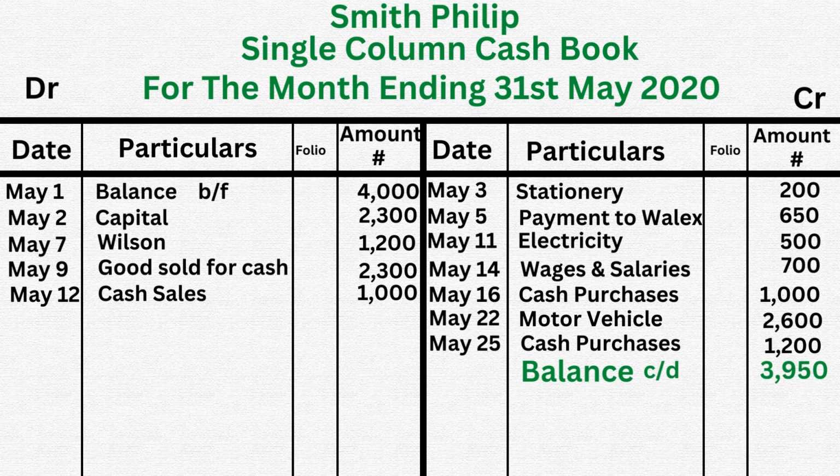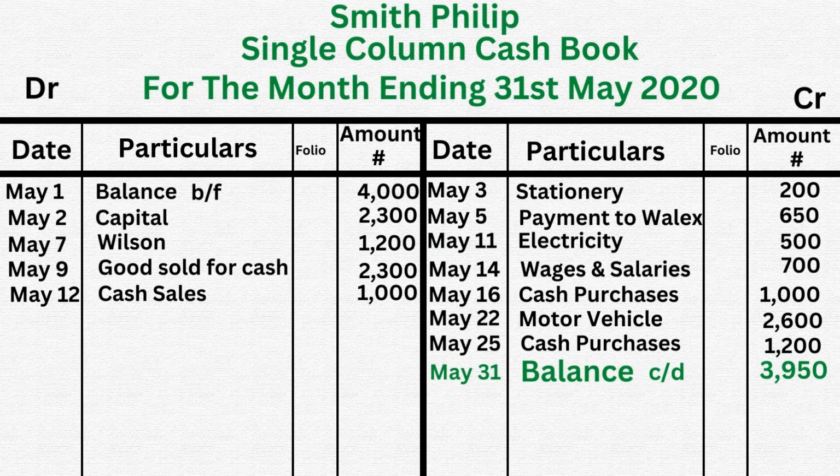Meanwhile, we shouldn't forget that May ends on the 31st, as we are preparing for the month ended May 31st, 2020. So, the date to be written on the balance carried down, which is balance C/D posting, will be May 31st once the cash book is prepared monthly.